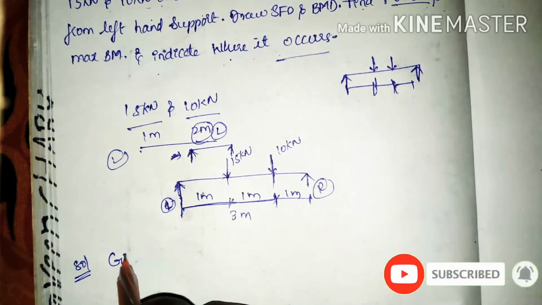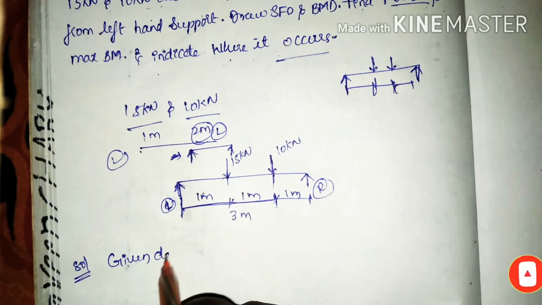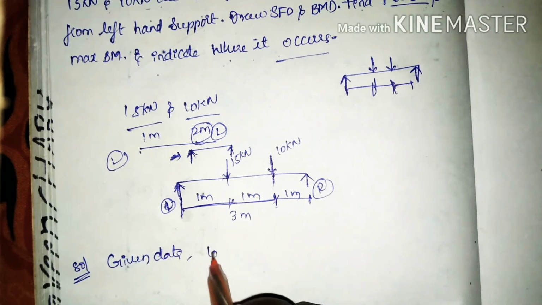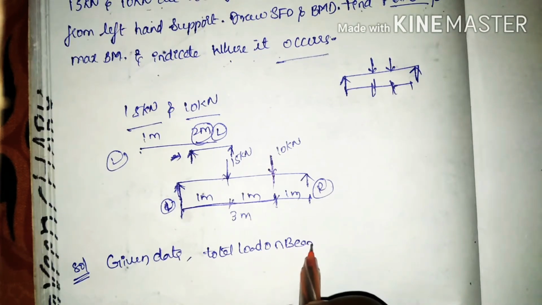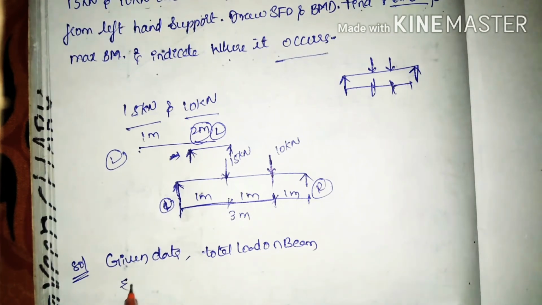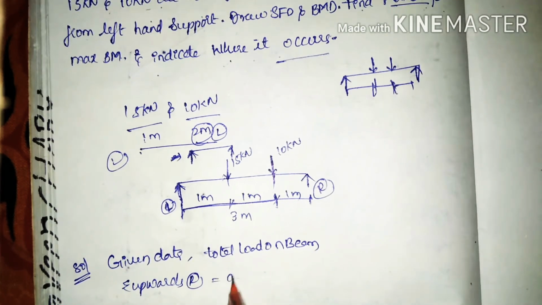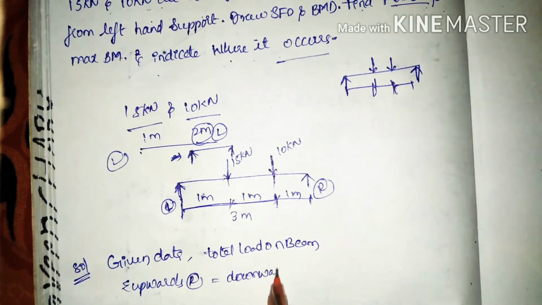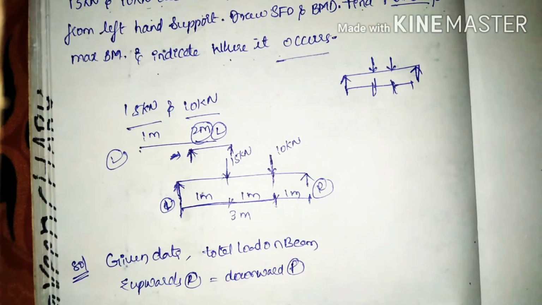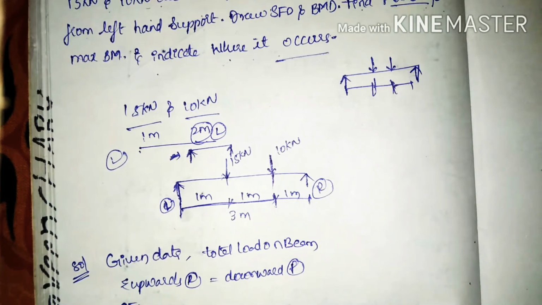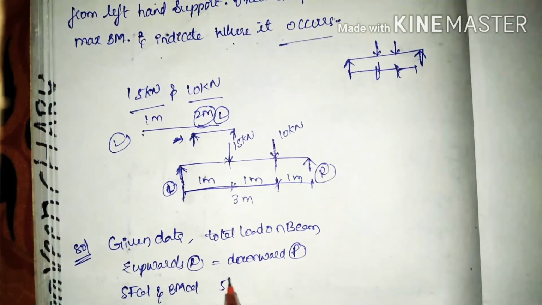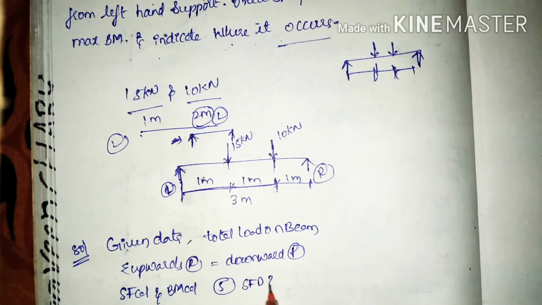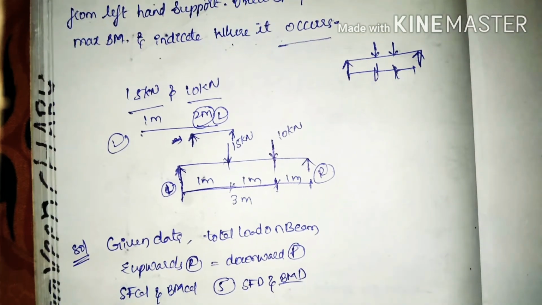According to our 5-step method: given data, number 2 total load on beam, number 3 summation of upward reactions is equal to downward forces, number 4 shear force calculation and bending moment calculation, and number 5 shear force diagram and bending moment diagram.